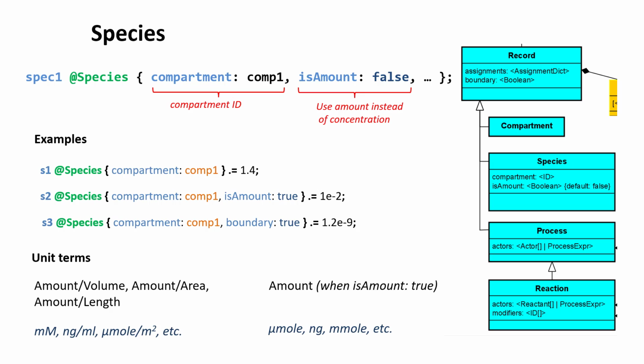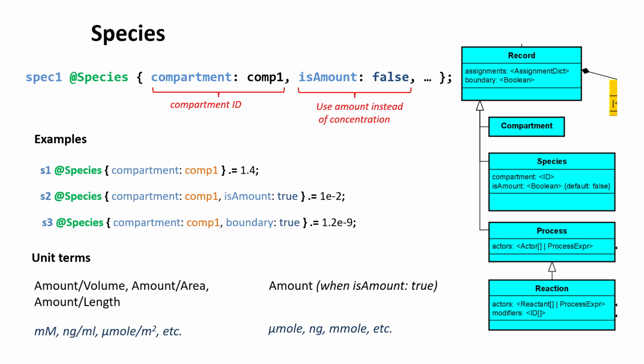Species have additional properties. First, all species must be referred to the compartment. We set the reference in the compartment property. The compartment with the corresponding ID should exist in the platform. The species describes the concentration of molecules by default. In other words, the units should be millimole per liter or nanogram per milliliter or something like that.